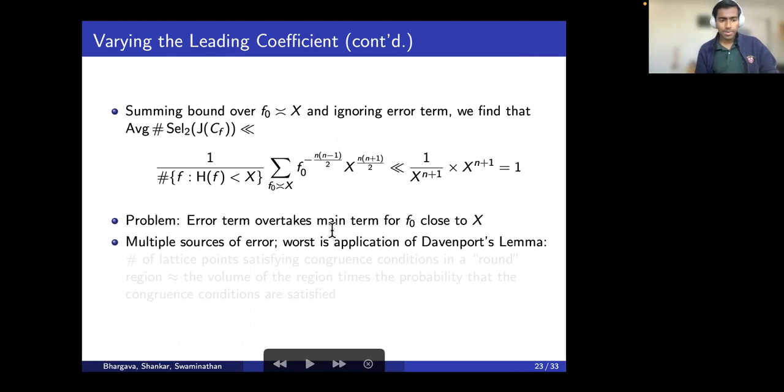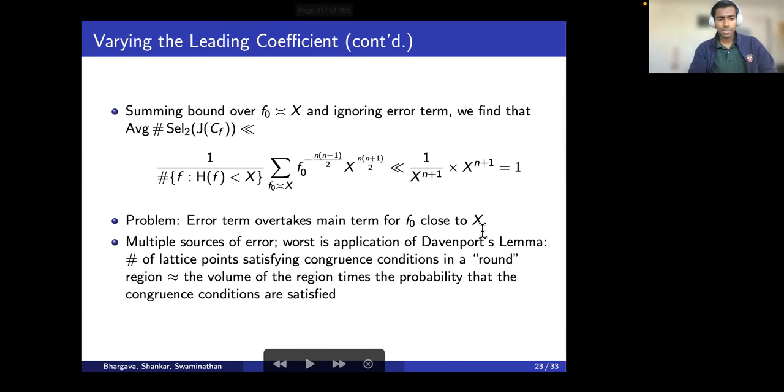So I said that the way we count these Selmer elements is we parametrize them as integral orbits, and then we realize those integral orbits as lattice points in a fundamental set. And then we use geometry of numbers methods to count those lattice points. Well, the geometry of numbers method that we use is known as Davenport's lemma. It's a basic principle that states that the number of lattice points satisfying congruence conditions in a round-looking region is approximately the volume of the region times the probability that those congruence conditions are satisfied. That's just a general principle in the geometry of numbers.